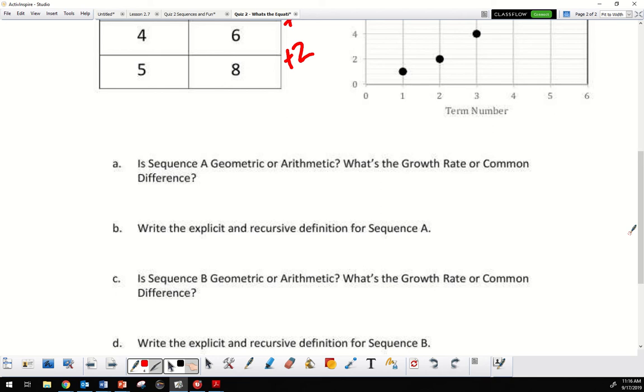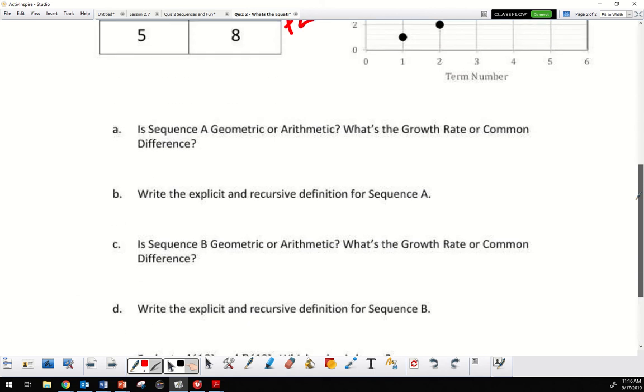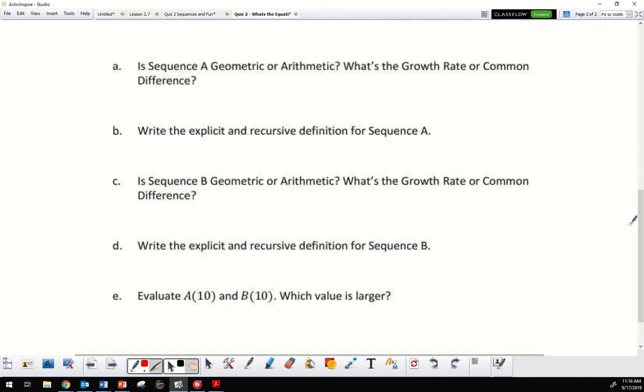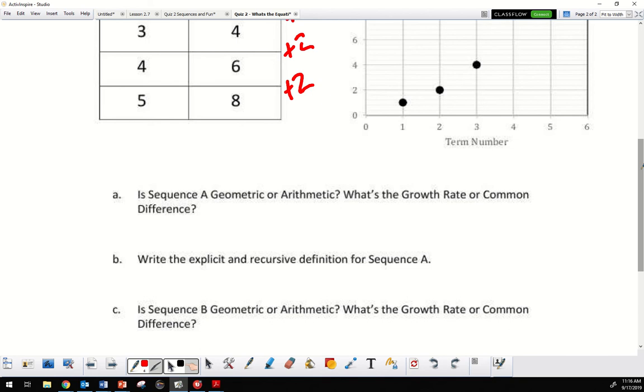So I'm going to write the answer for the first one. Okay, so we're going to have 1 for both of them though. There's going to be a sequence A, and then down here sequence B. So we're doing A right now. It's adding 2 every time. Is that geometric or arithmetic? Arithmetic, so it's adding 2. What's the growth rate or common difference? 2, so it's going to be adding 2. And this one is going to be arithmetic.